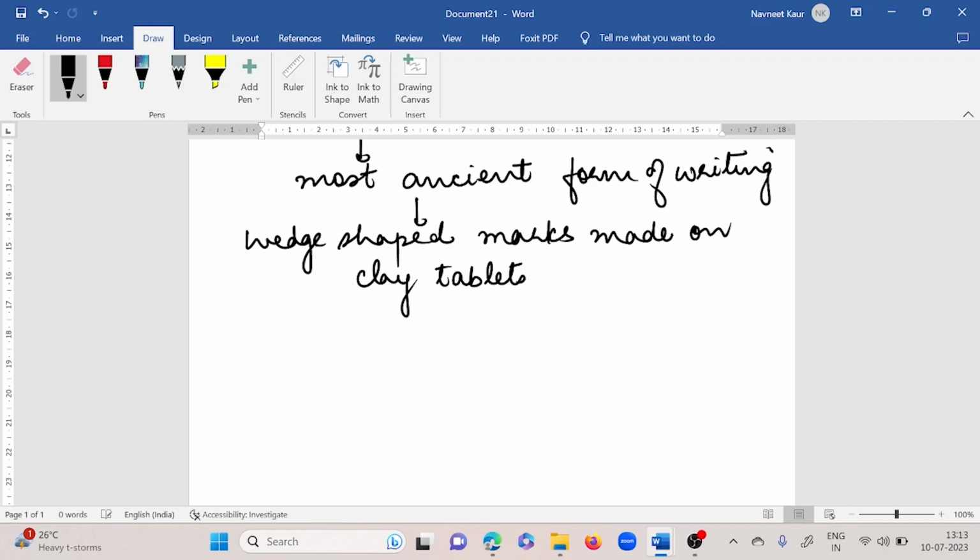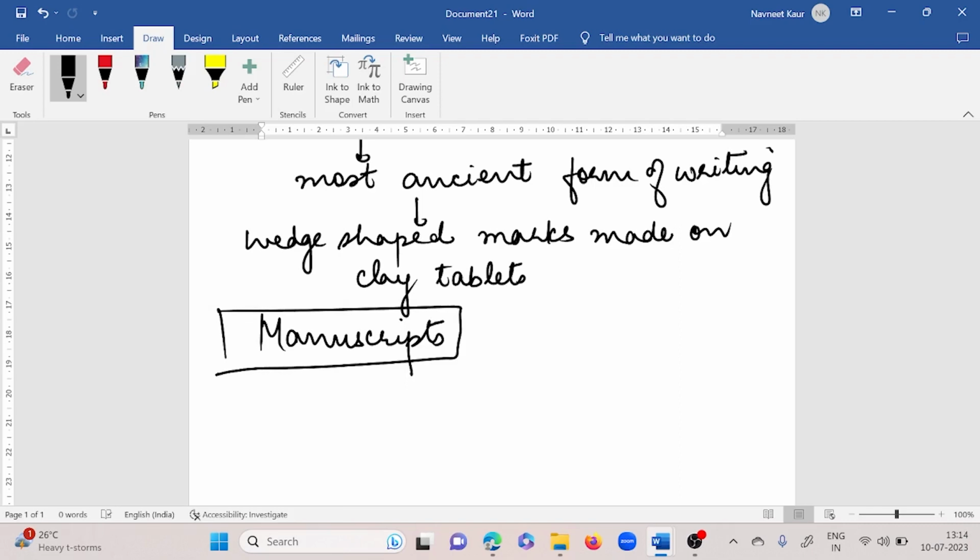Wedge shaped marks made on clay, clay tablets. So, therefore, humans developed different types of scripts. I'm talking about different forms of scripts. One was manuscripts. Now, what was that? These were handwritten records wherein the people recorded events and memories by hand.